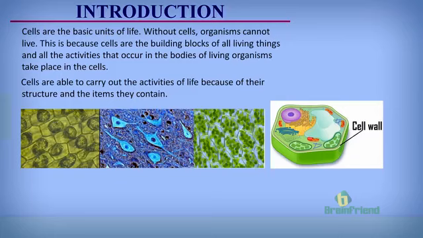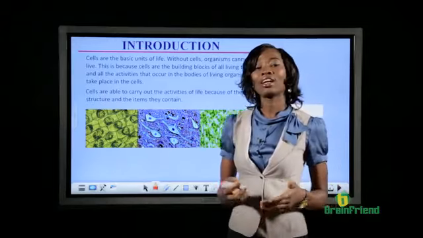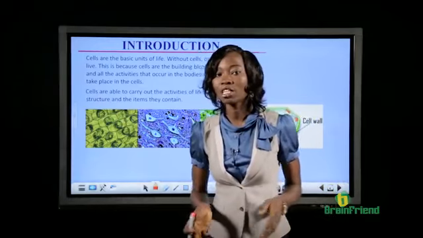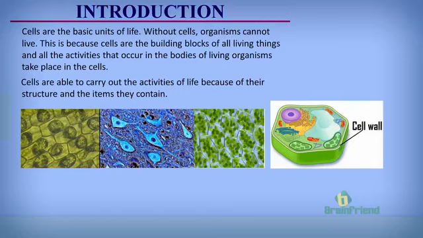In the first part of this lesson, we said cells are the basic structural and functional units of living organisms. We said without cells, organisms cannot live, just like a class cannot exist without students. So all living organisms are made up of cells. Cells are the building blocks of living things. They are the blocks that come together to make up a living organism. And the living organisms perform all their activities through the cells in their bodies.